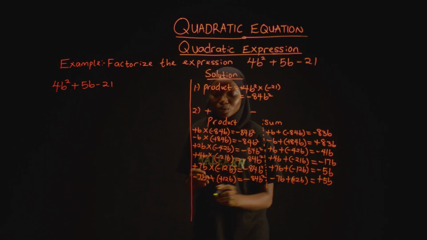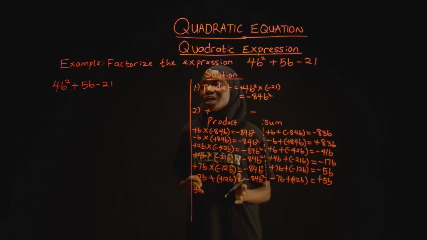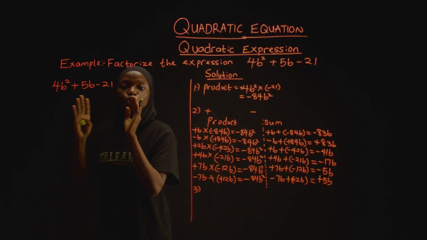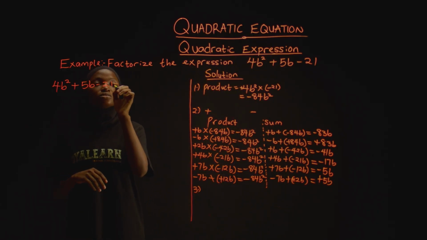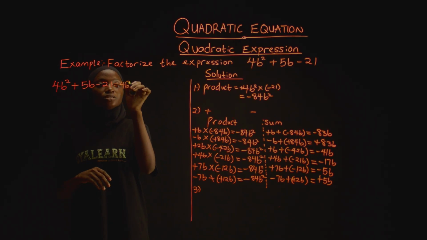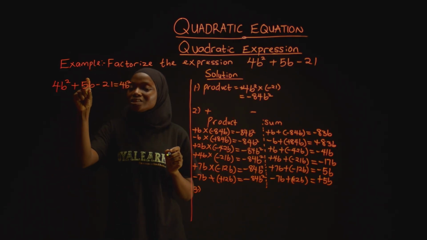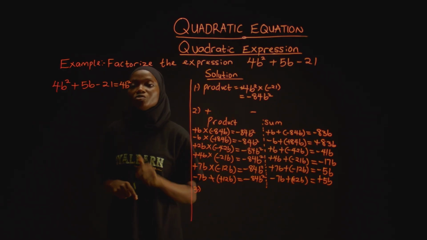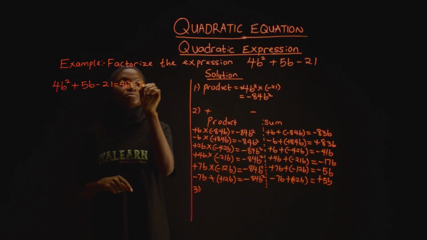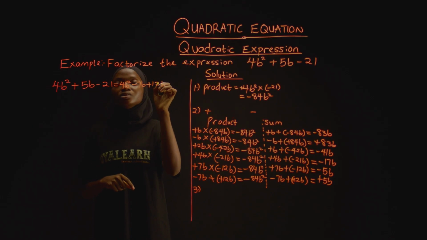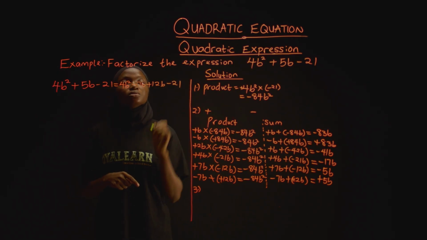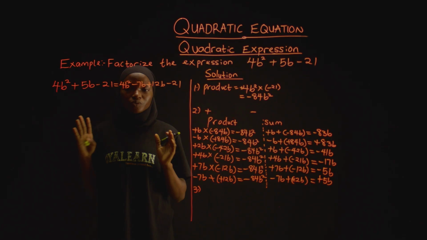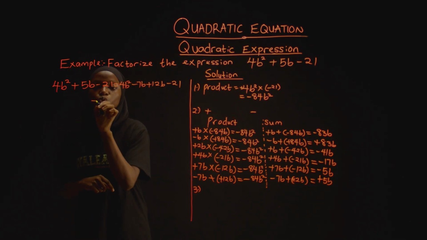Now for the next step, we need to replace the second term with these two terms. Now we can go back to our solution. So this becomes 4b squared. Here we are replacing the second term with the two terms we found, minus 7b plus 12b, then minus 21. Minus 7b plus 12b still gives us back our plus 5b, so we are still on the right track. Now here we group in twos.